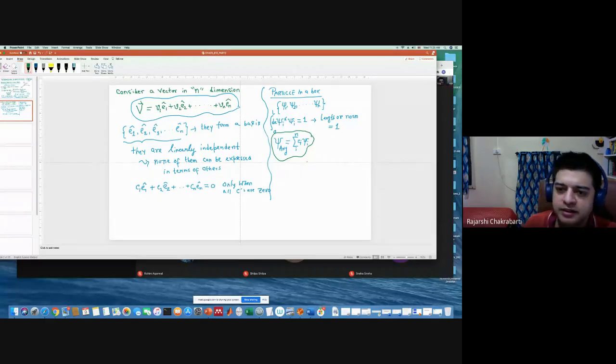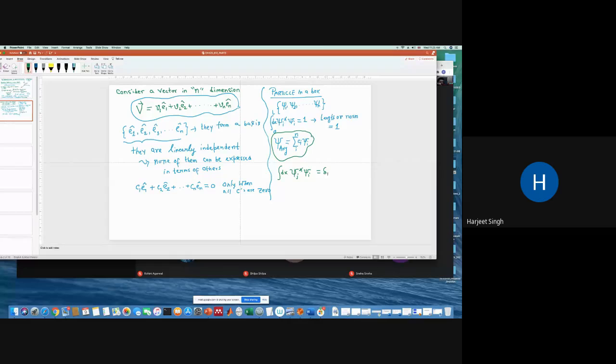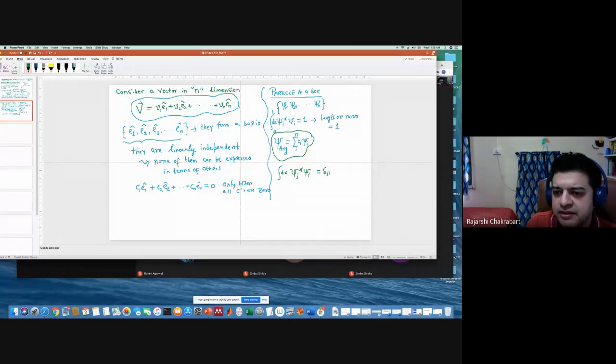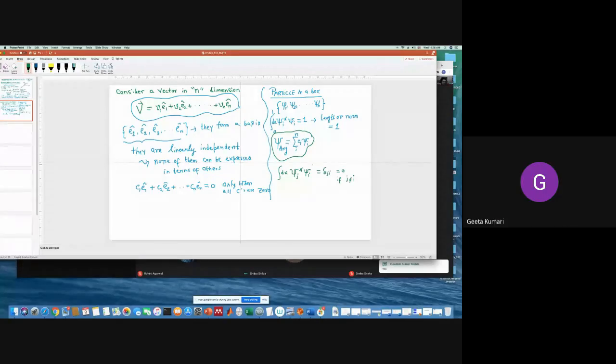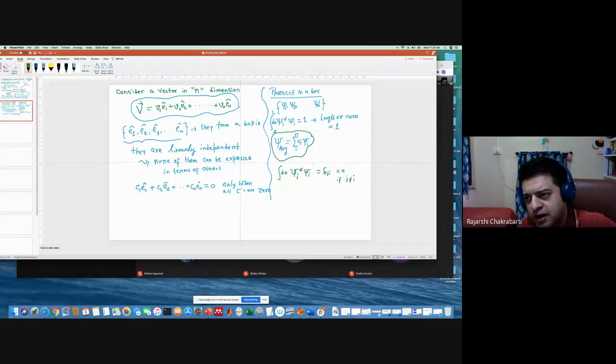Now, this is one thing. Also, I had said that the integral dx psi j star psi i, whatever, what was it? It is delta ji. And it is equal to 0 if i is not equal to j, isn't it? What does it mean? Kronecker delta is fine, but what does it mean? It basically means that they are orthogonal to each other.